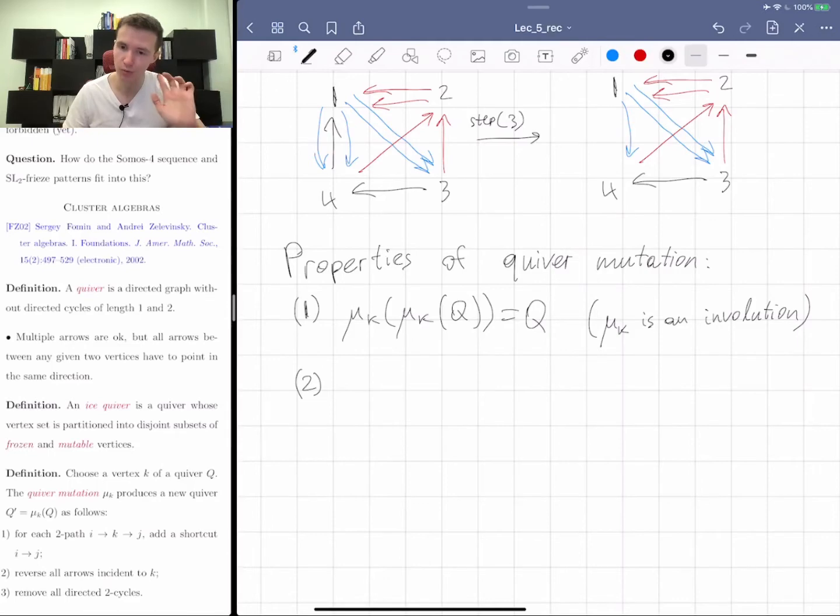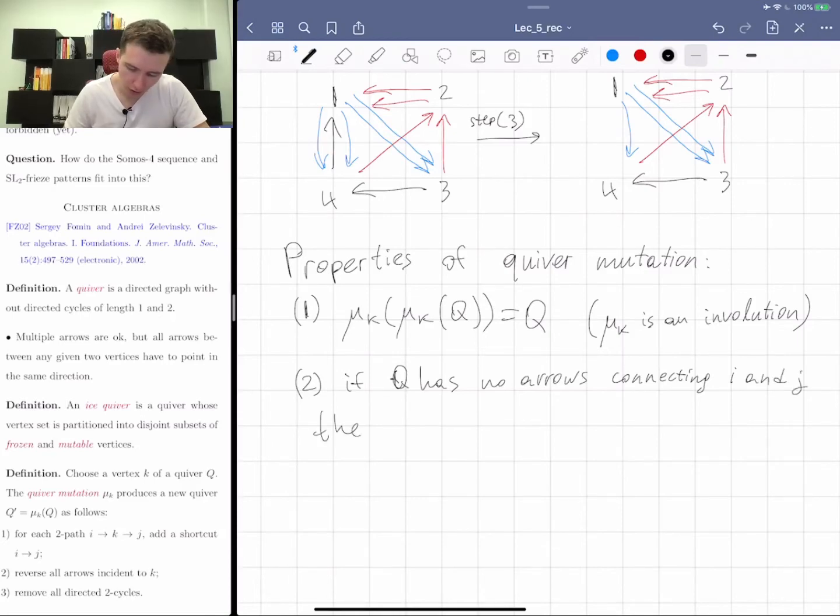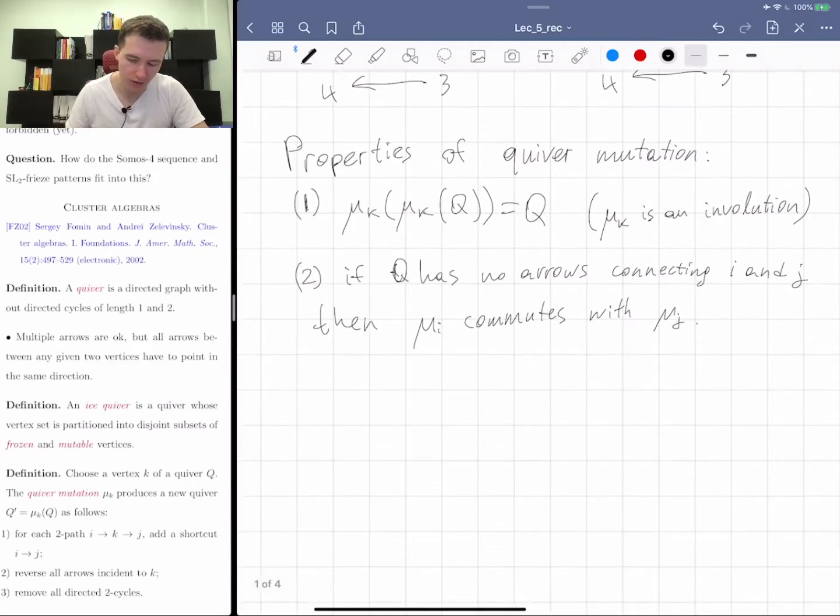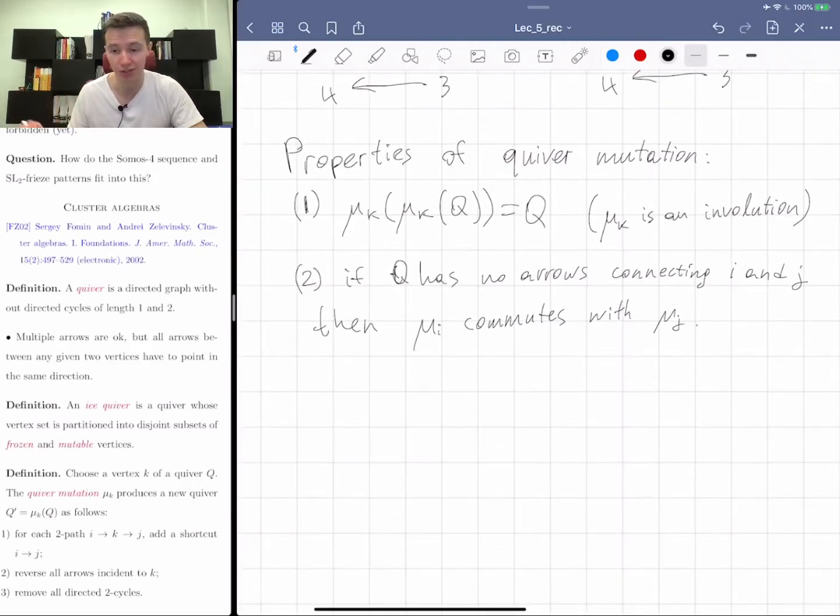Now the second property is that quiver mutations commute. They don't always commute, but they commute if the two vertices are not adjacent. So if Q has no arrows connecting i and j in either direction, then mu i commutes with mu j. All of these properties are not too hard to see, but I'm going to leave their proof as an exercise for you to do at home.